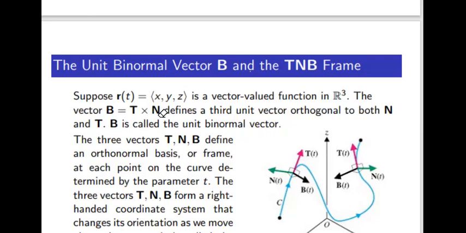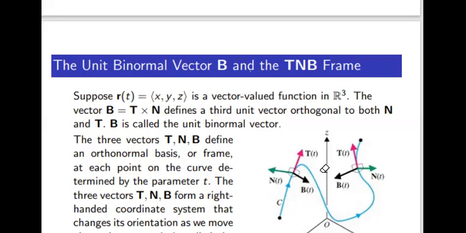Magnitude of T is 1. Magnitude of N is 1. Sine of the angle between these two is 90, and sine of 90 is 1. So the magnitude is 1, which means this one is also a unit vector. B, uppercase B, is also a unit vector. So we call it the unit binormal vector.